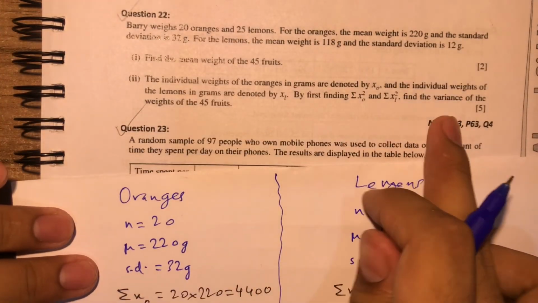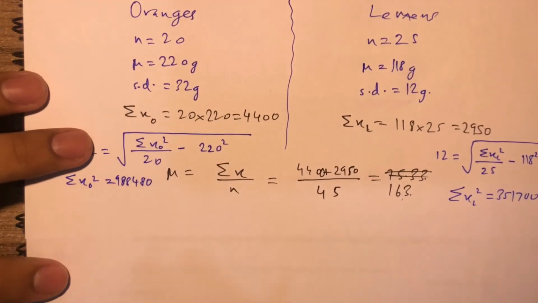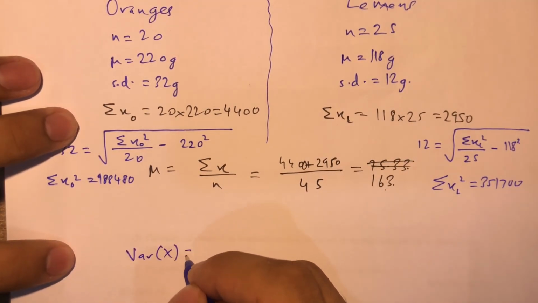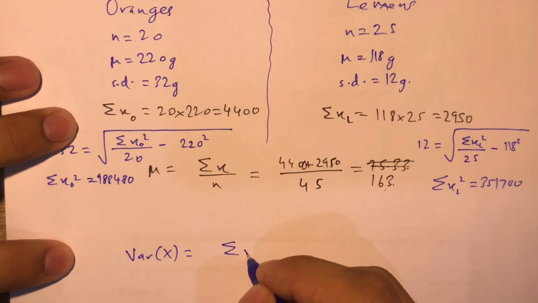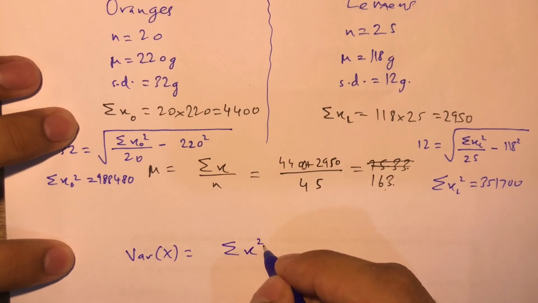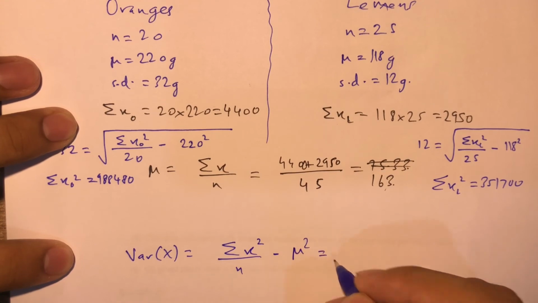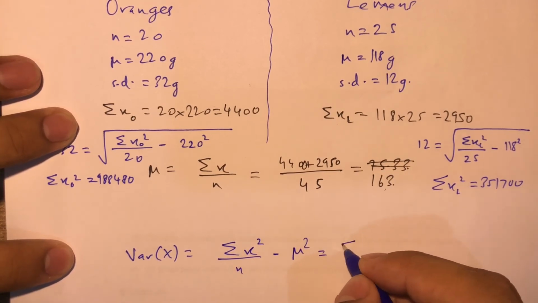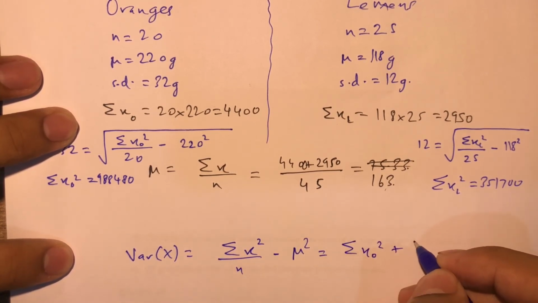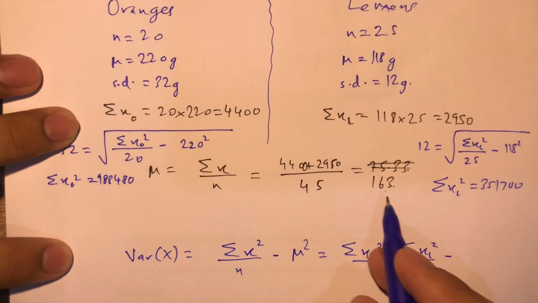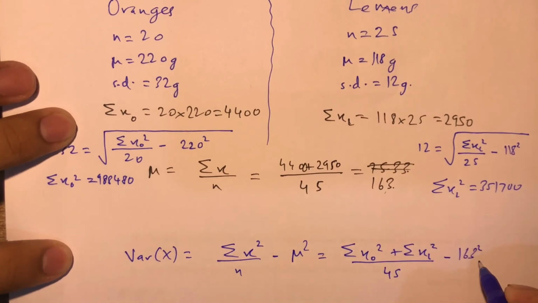Then they're saying find the variance of the weight of the 45 fruits. So the formula for variance is sigma x squared upon n minus the mean squared, right? So sigma x squared will be sigma xo squared plus sigma xl squared upon 45 minus the mean we found in the last part, 163 squared.